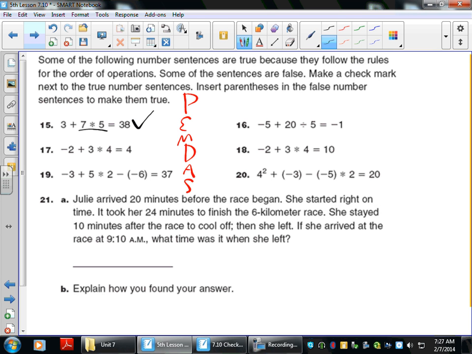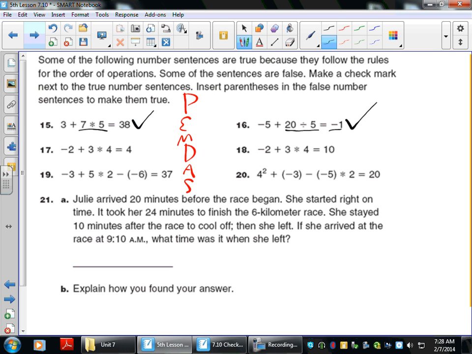Over to the next one, number 16. This one I would do the division first. Division comes before addition in my order. 20 divided by 5 is 4. Negative 5 plus 4 equals negative 1. I know that: negative 5, I owe you $5, I give you 4, I still owe you 1. So this sentence is true as well, following the order of operations. So we get a check mark there.